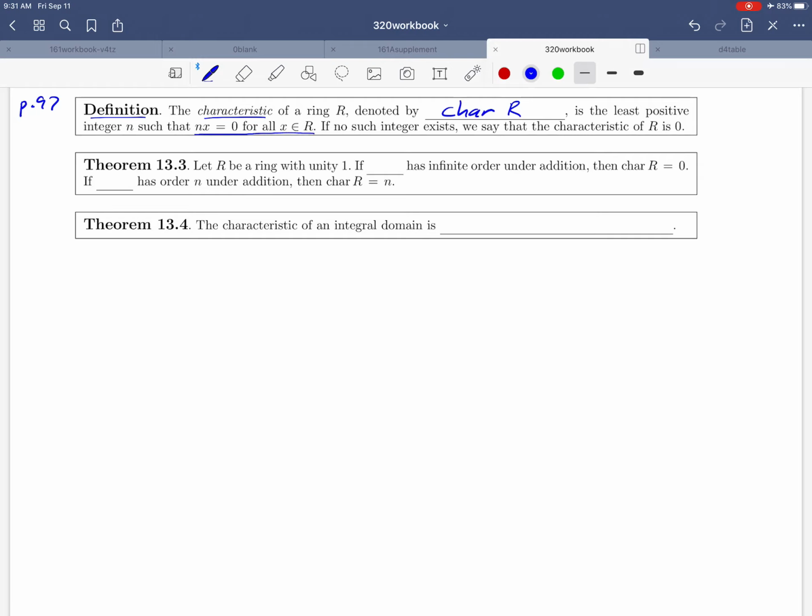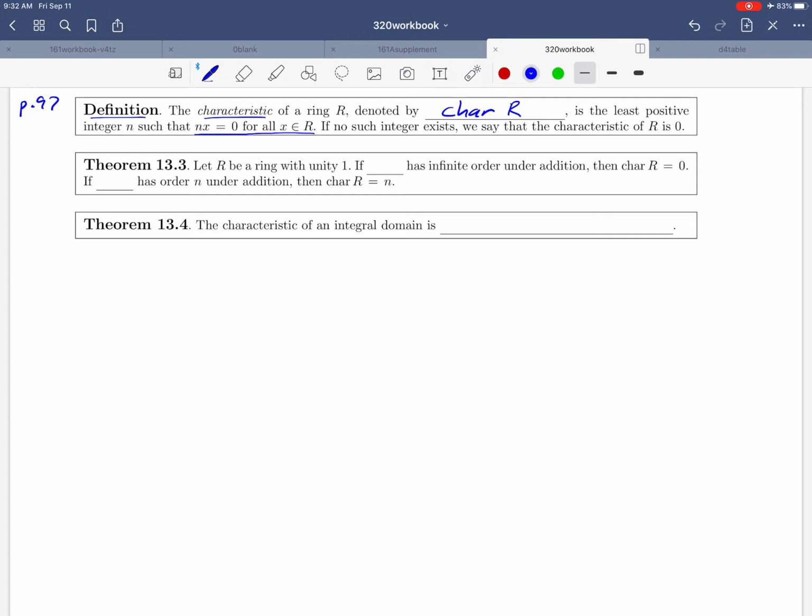Let's talk about that statement for a second. When you look at that nx, you might think multiplication. It looks like multiplication of n times x, but remember, this notation in a ring really represents repeated addition. So that nx is like saying, we're going to take n copies of x, write them down and add them all together. And if you add all of those terms together and get 0, that's what that statement is saying.